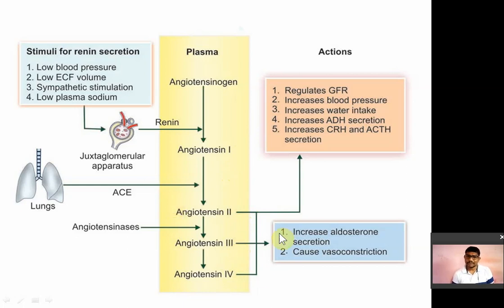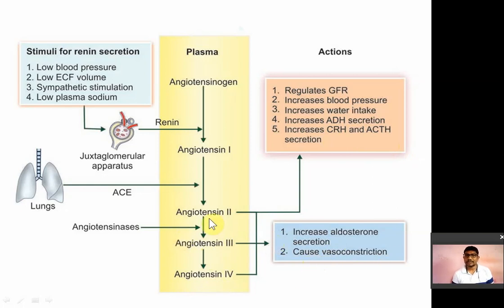Now angiotensin 2 is a vasopressor. It will cause the constriction of blood vessels, and it will regulate the glomerular filtration rate. It will increase the blood pressure, increase the water intake, increase the antidiuretic hormone secretion, and increase the secretion of adrenocorticotropic hormone. Then angiotensin 3 will increase the aldosterone secretion, and it also causes vasoconstriction.